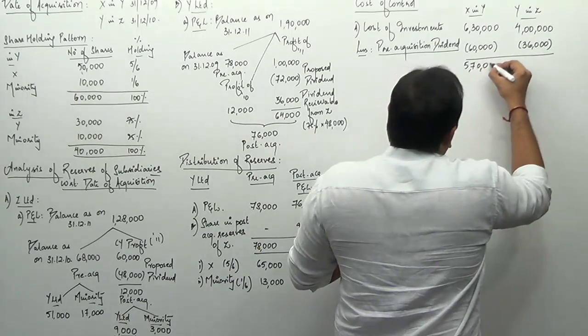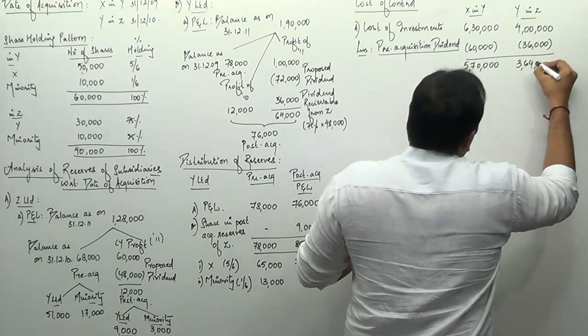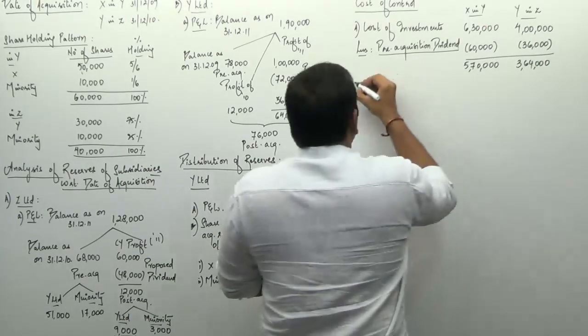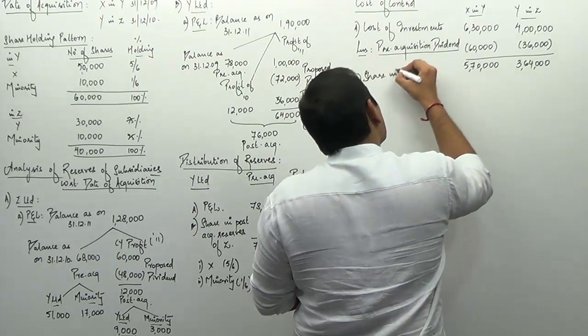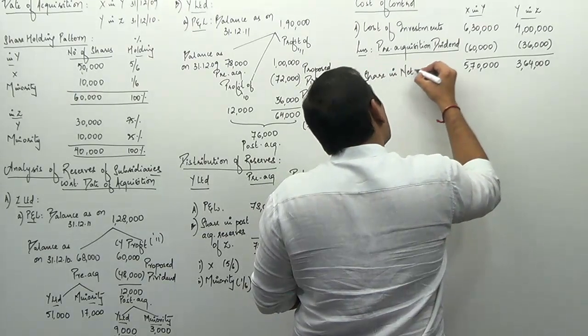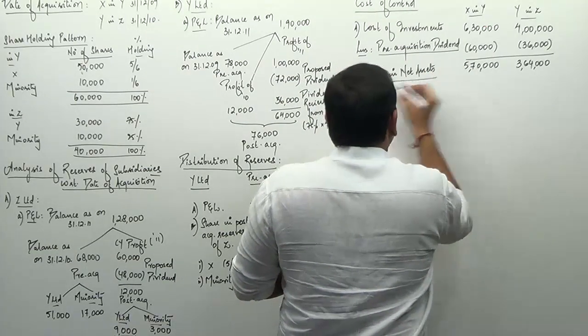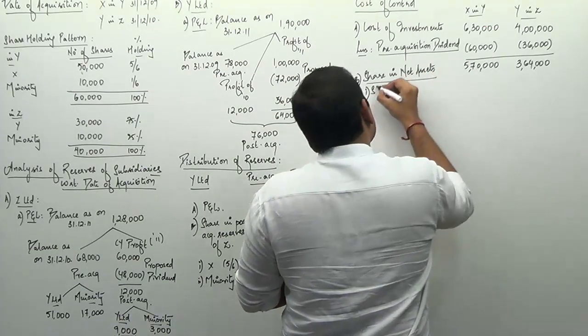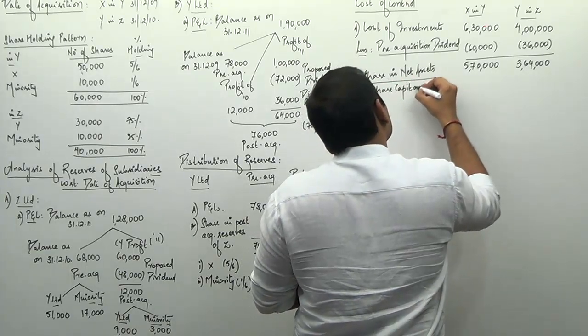So my net amounts are 5,70,000 and 3,64,000. This should be compared with their share in net assets. Share in net assets indicated by share capital and pre-acquisition reserves.